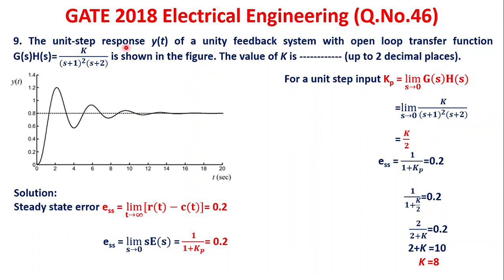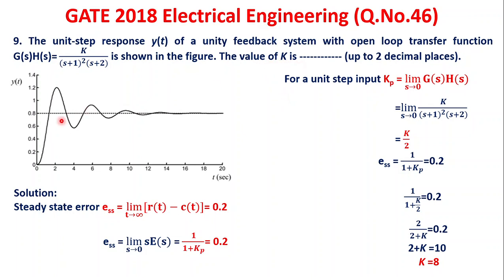So GATE 2018 electrical engineering, question number 46. The unit step response y of t of a unity feedback system with open loop transfer function g of s h of s equal to k by s plus 1 whole square into s plus 2 is shown in the figure. The value of k is dash up to 2 decimal places.